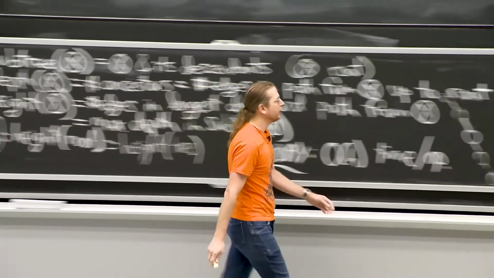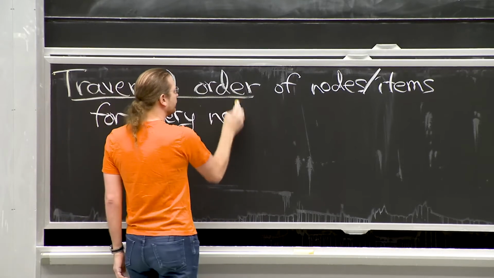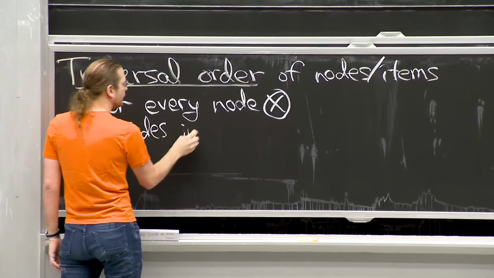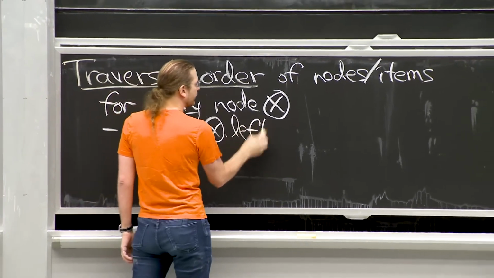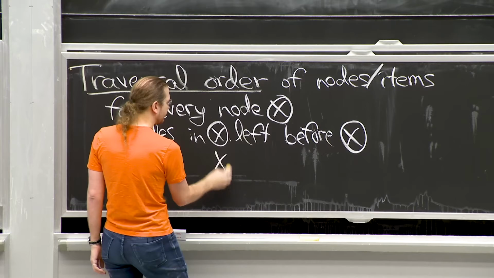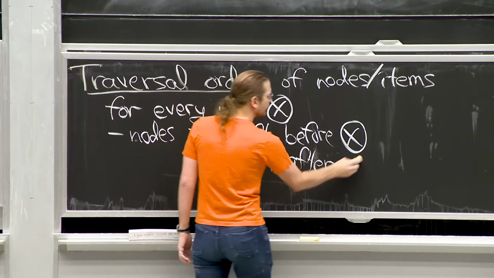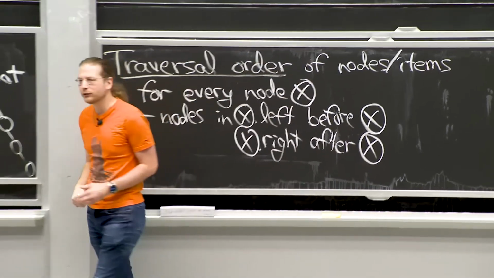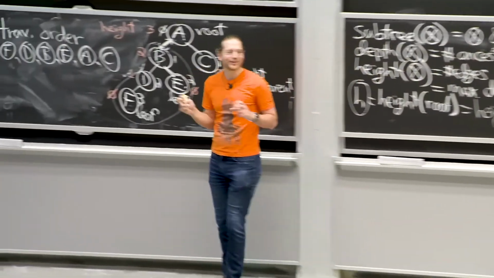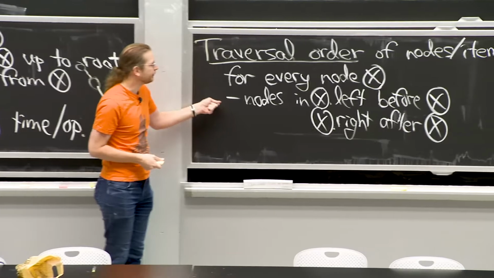OK, so we say for every node, the nodes in x dot left are before x, and the nodes in x dot right come after x. And this uniquely defines an order called a traversal order. It's also called the in-order traversal order. It's called in order because it's in the traversal order. So it's very circular, but you may have seen in-order traversal. This is the same thing.